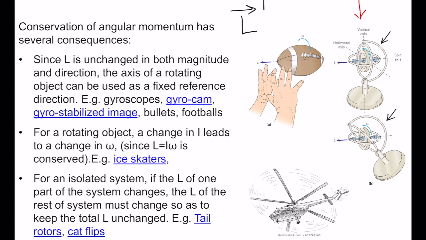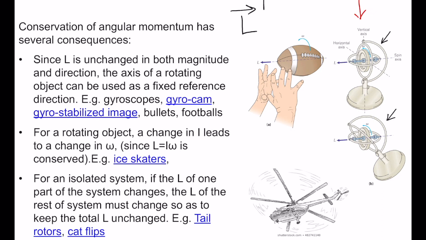Now, ships and planes use gyroscopes a lot to keep track of the correct direction, because when you're in a plane, every direction looks the same. Or if you're out in the ocean, every direction looks the same. So a gyroscope can be used to keep your bearings.